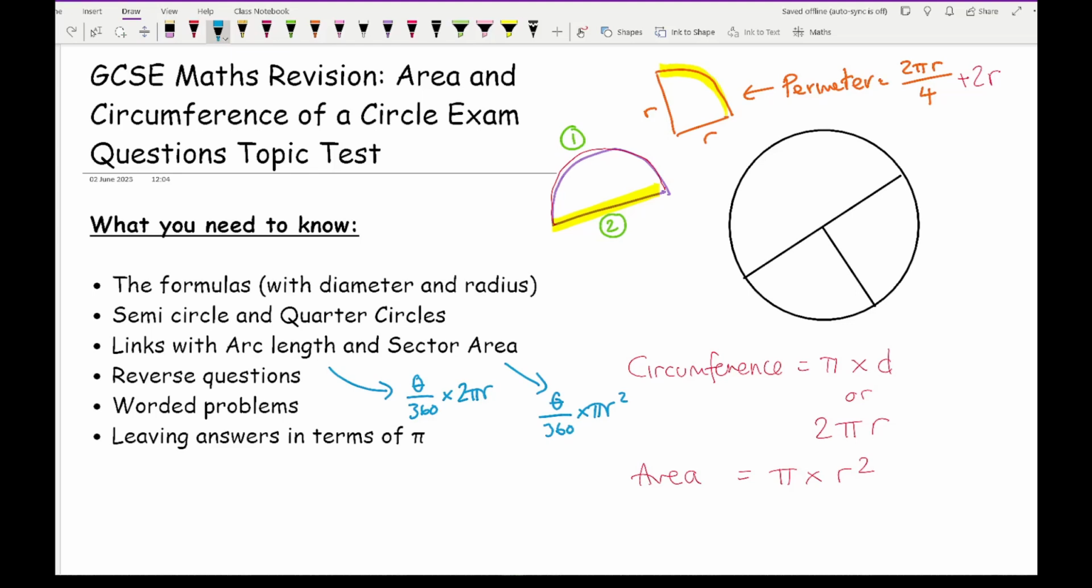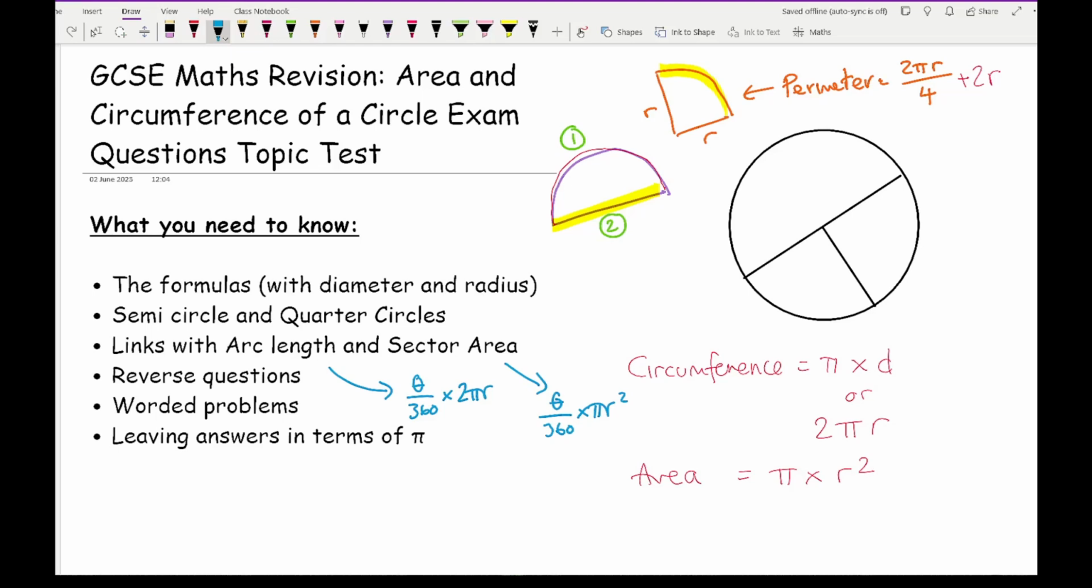So this is when you're either given the circumference of a circle or the perimeter, and you need to work out what r is or what the diameter is. And likewise, if you're given the area of a circle, reverse questions are when you've got to find the radius or even the diameter as well. So make sure you have good practice of reverse questions.